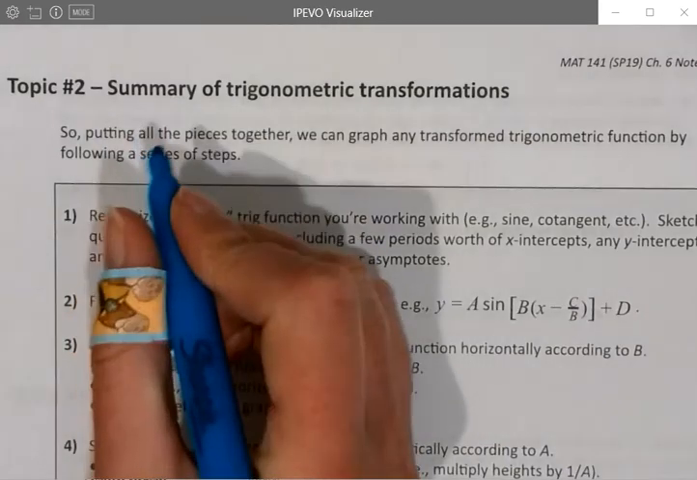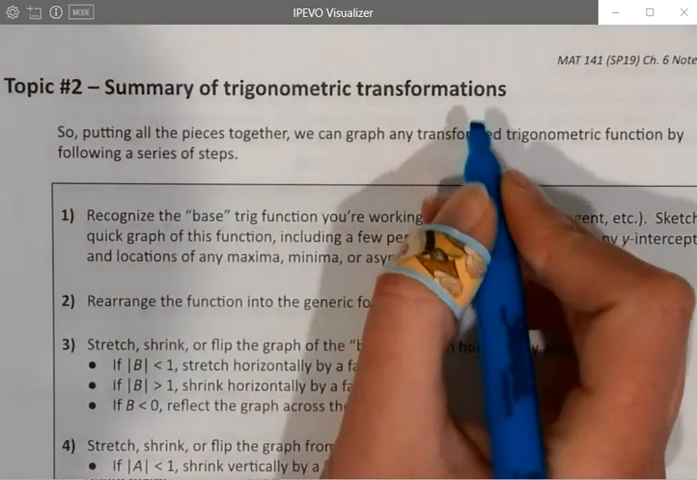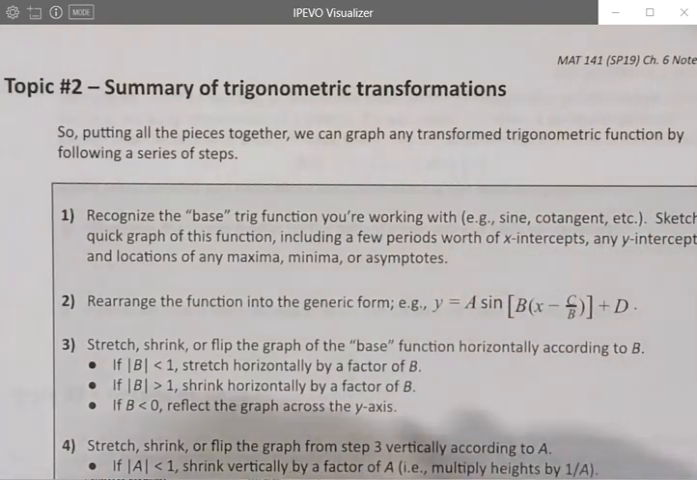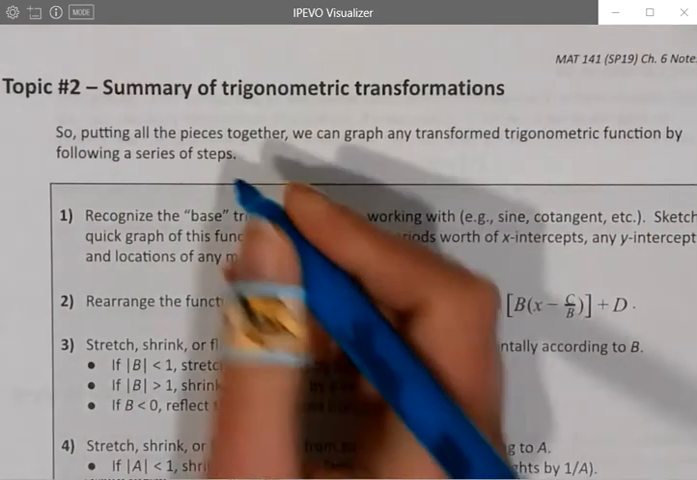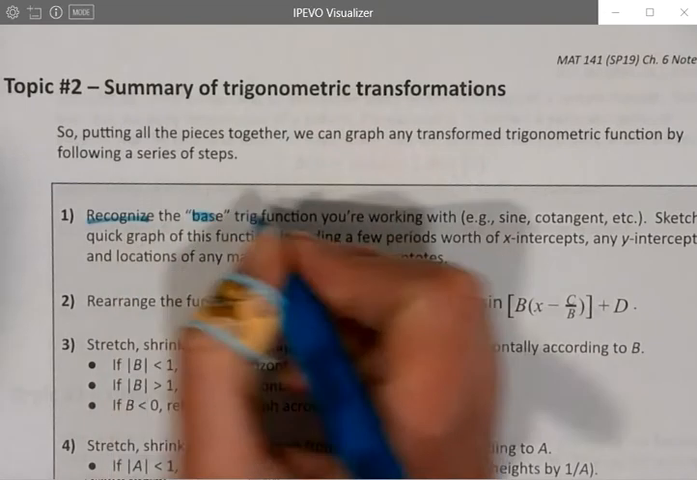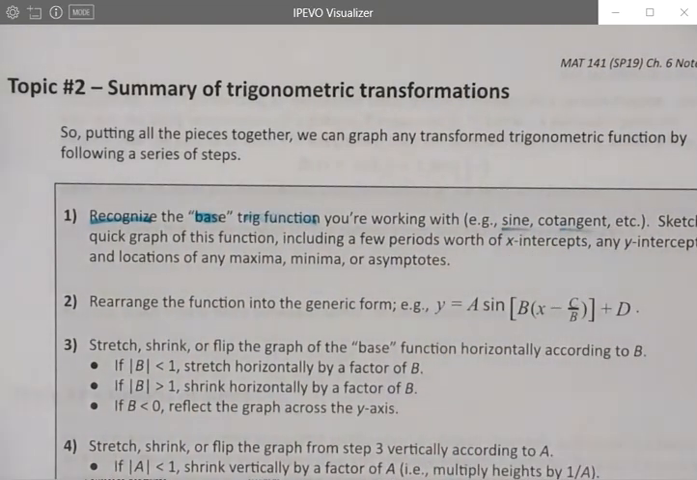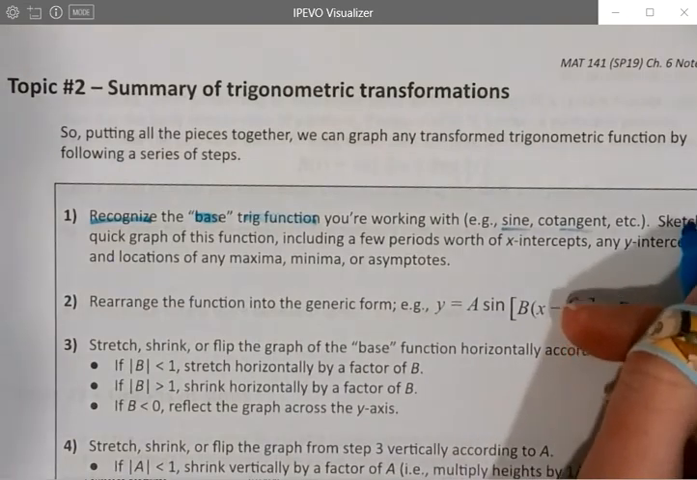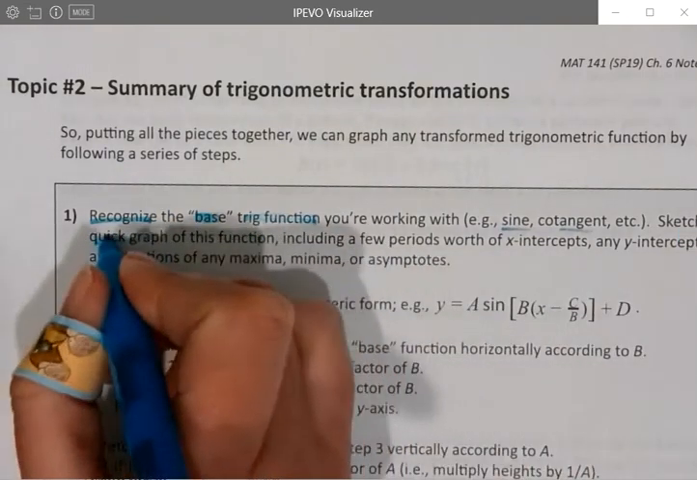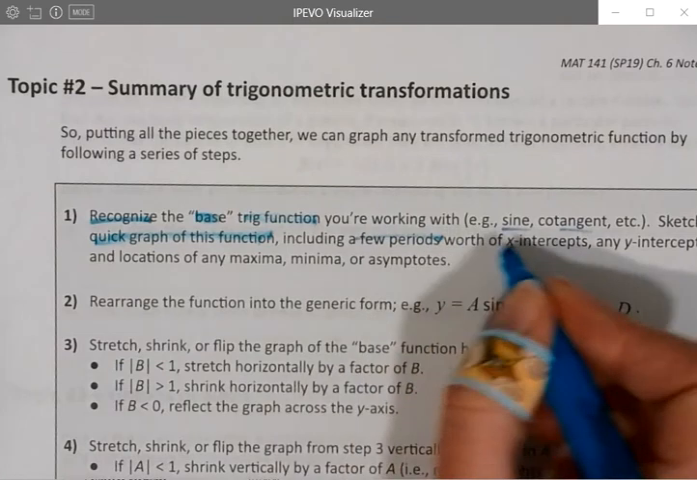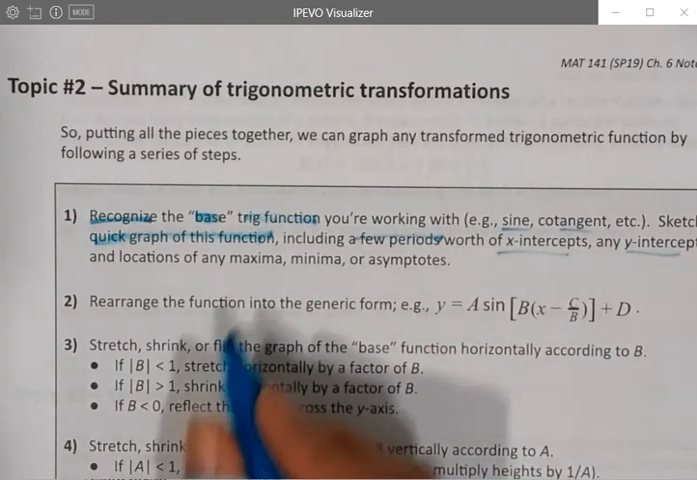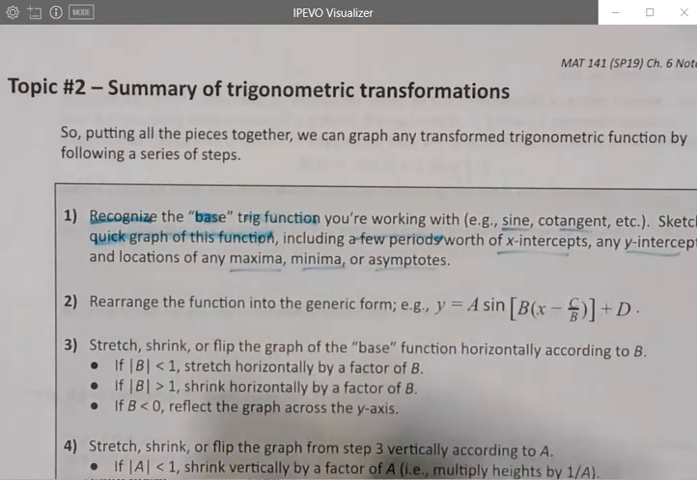Topic 2. We've got a summary here of some trigonometric transformations. The first thing we need to do is recognize the base trig function that we're working with, i.e. sine, cosine, cotangent, whatever it happens to be. Make a quick sketch of the graph of this base function, including a few periods worth of x-intercepts and y-intercepts, location of any maxima, minima, or asymptotes.